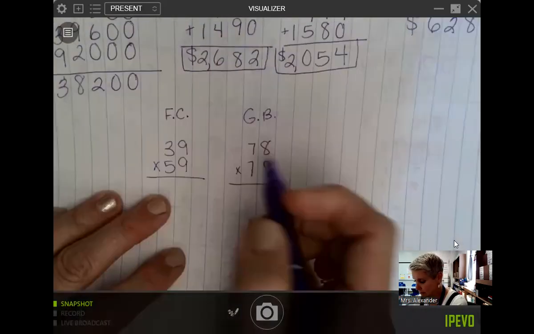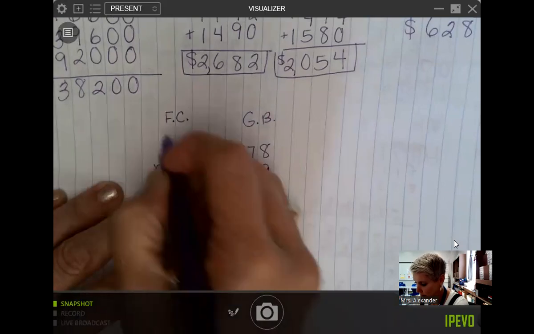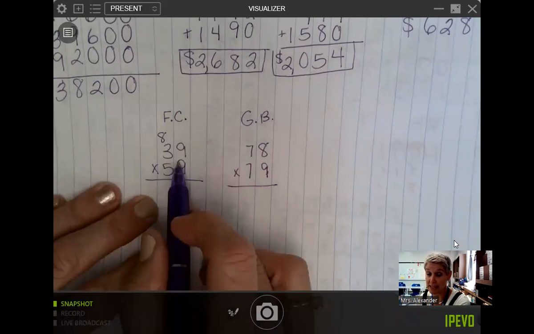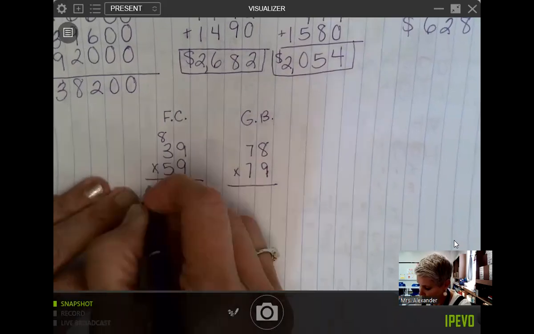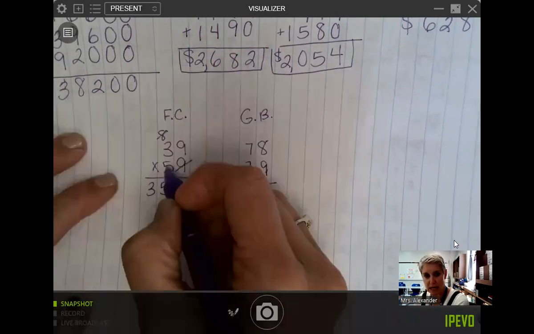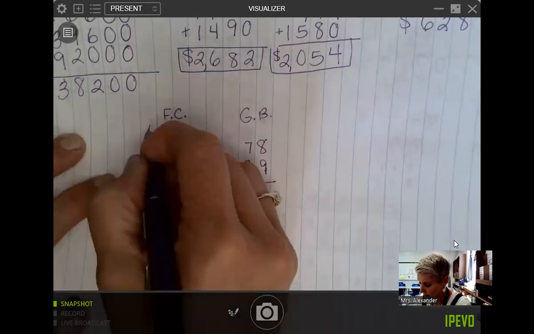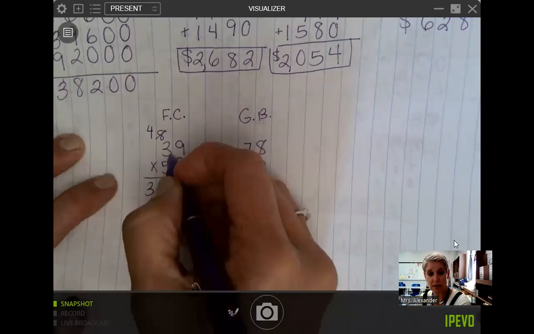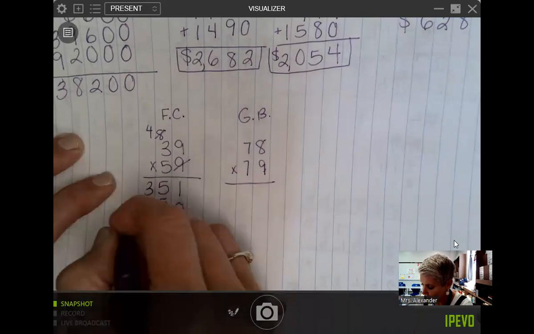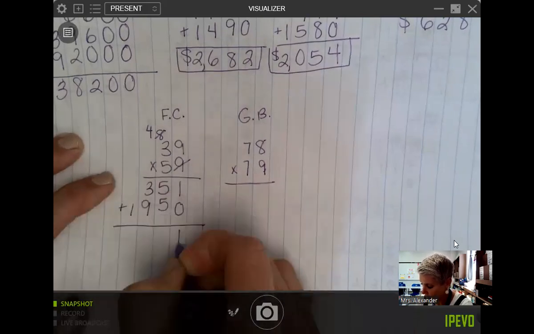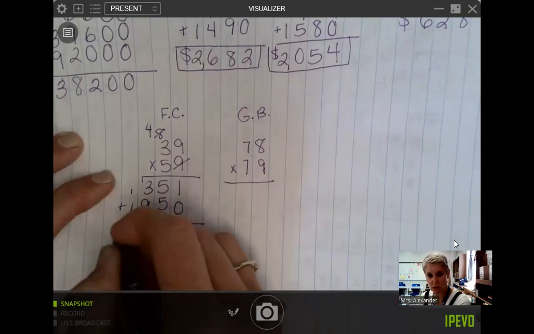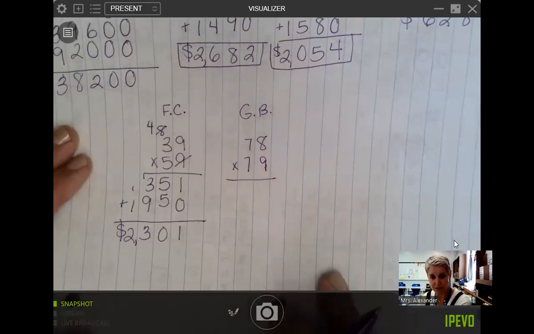Let's do 9 times 9 equals 81. 9 times 3, 27 plus 8 would be 35. Finished with my ones place. 5 times 9 equals 45. 5 times 3 equals 15 plus 4 equals 19. We'll add our partial products. And the cost for the food carts is going to be $2,301.